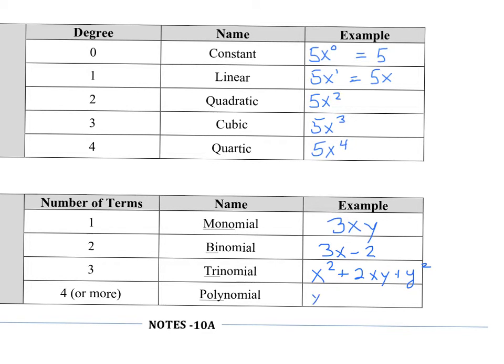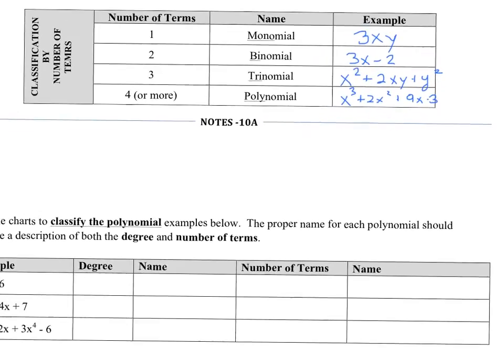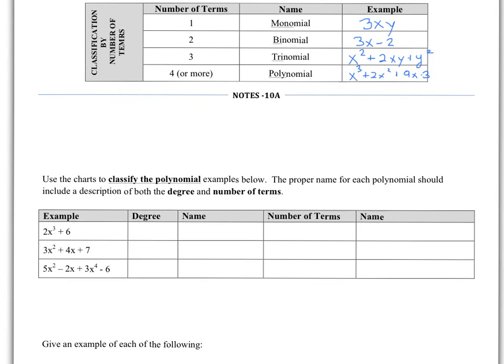Anytime you have 4 or more terms, we just call it a polynomial. So, x to the third plus 2x squared plus 9x minus 3 would be a polynomial. So in the first part of the chapter, you just have to get used to the terms and classifications of these.